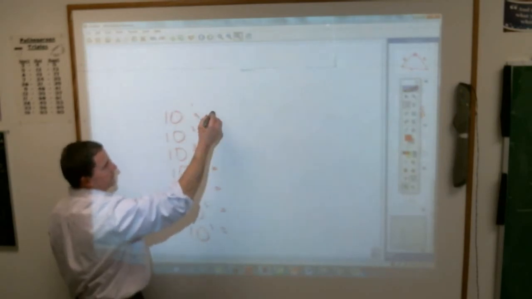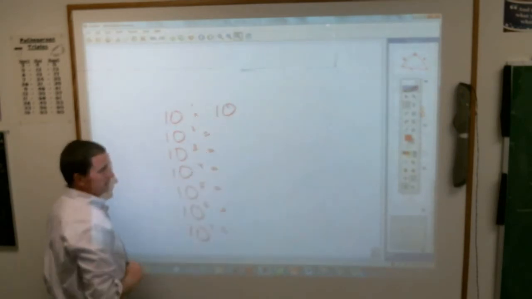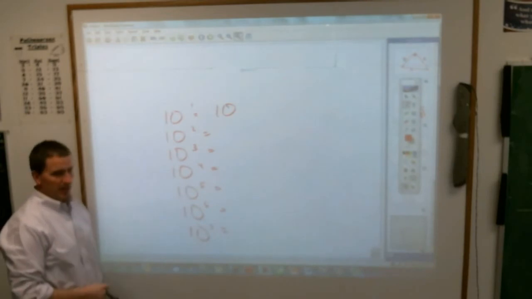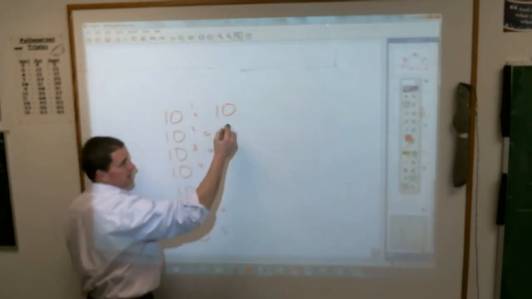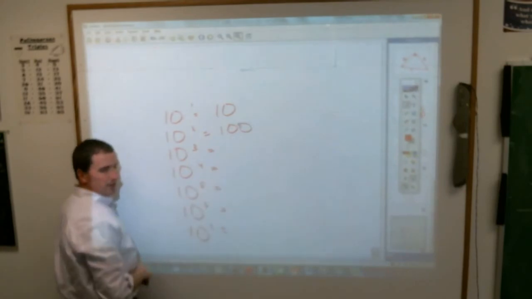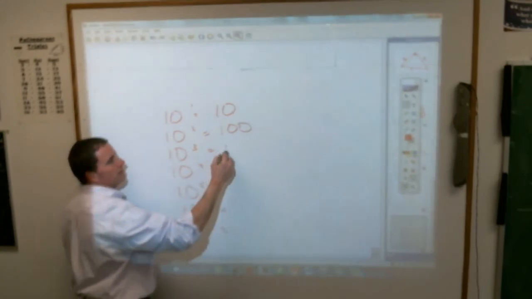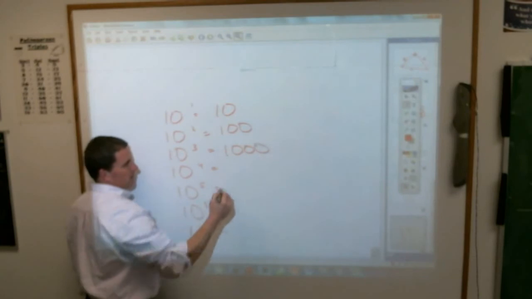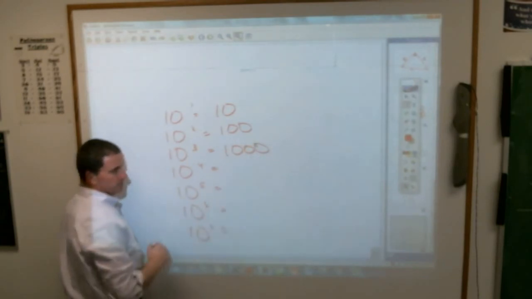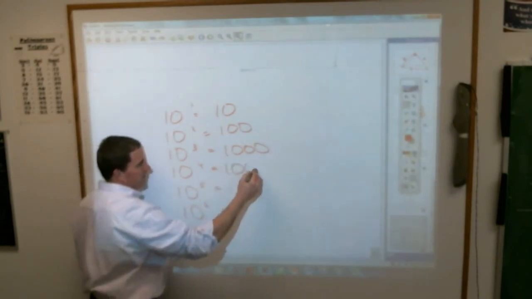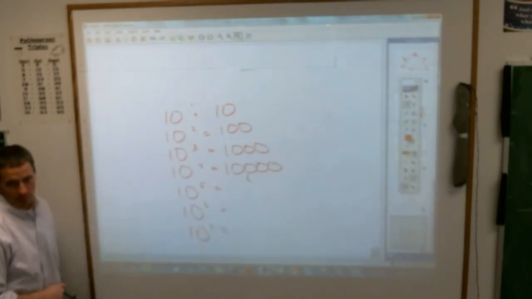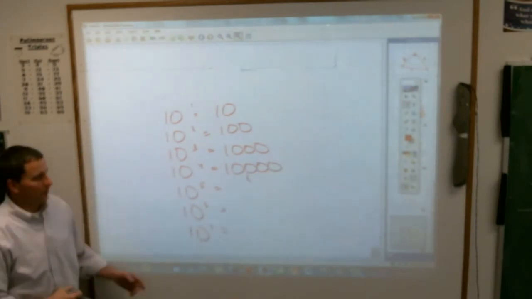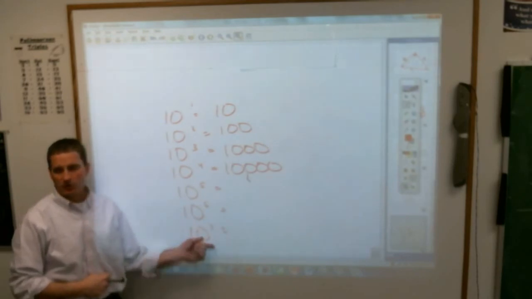Anything to the first power is itself, just kind of know that. 10 to the second power is, 10 times 10 is 100. 10 to the third power is 1,000. 10 to the fourth power is 10,000. What pattern can you see there? If we skip right to 10 to the seventh power, you should be able to tell me what it is or what it looks like.